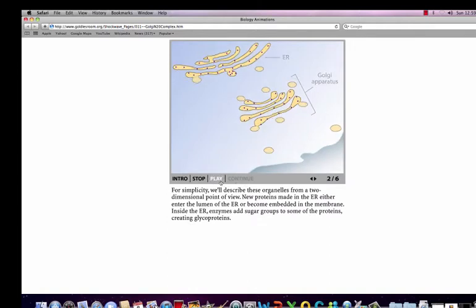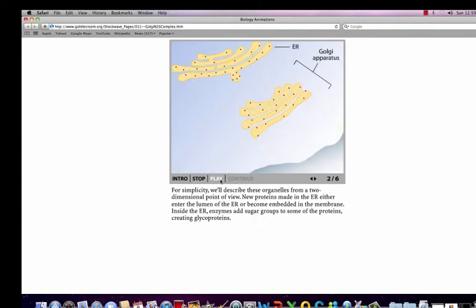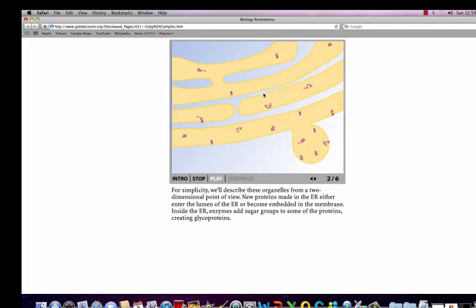So now let's go to a 2D perspective of the ER and the Golgi. So now, this is the ER, and new proteins that are made here in the ER, and this is a protein, for example. We talked about this, that these proteins become embedded in the membrane, and in the ER, there are enzymes that are here. And what these enzymes will do is they will add sugar groups. So once again, these proteins are being modified in the ER. They're adding sugar groups to some of the proteins. And guess what they become? Glycoproteins.